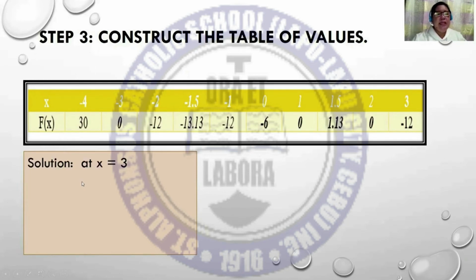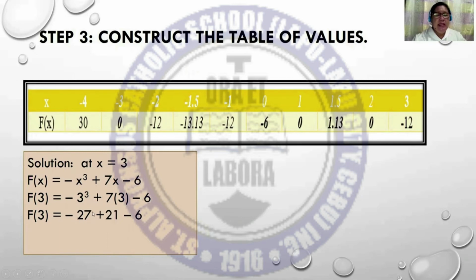Let us have one example at x is equal to 3. Given the function, substitute 3. That's negative 3 cubed plus 7 times 3 minus 6. Then this is negative 27. This is positive 21 minus 6. And the result is negative 12. That is why when the value is 3, the result is negative 12. For the other solutions, you can do it yourself.